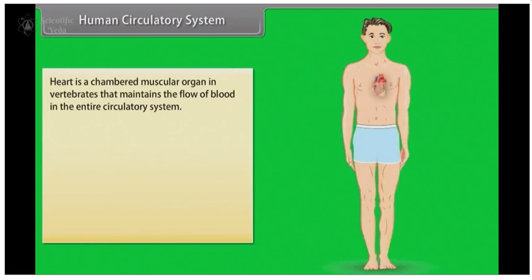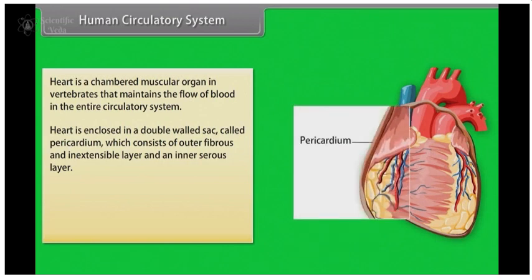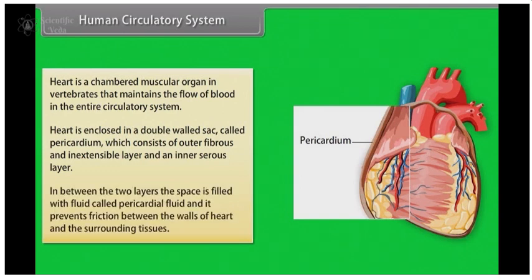Human circulatory system. Heart is a chambered muscular organ in vertebrates that maintains the flow of blood in the entire circulatory system. Heart is enclosed in a double-walled sac called pericardium, which consists of an outer fibrous and inextensible layer and an inner serous layer. In between the two layers, the space is filled with a fluid called pericardial fluid, and it prevents friction between the walls of the heart and the surrounding tissues.